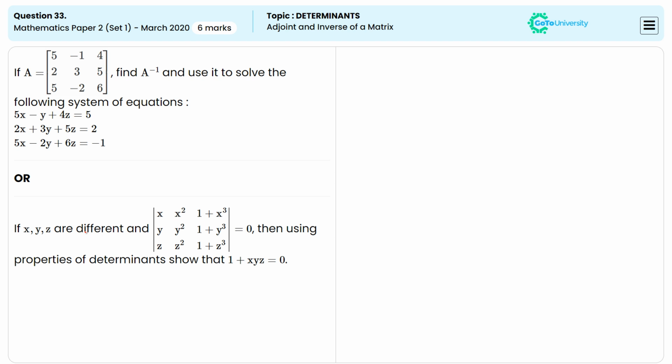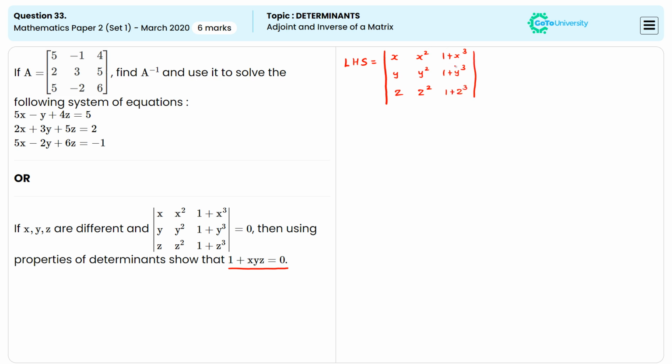If x, y, and z are different, and they have given the determinant of x, x square, and 1 plus x cube; y, y square, and 1 plus y cube; z, z square, and 1 plus z cube is equal to 0, then using the properties of determinant, they have asked us to show that 1 plus xyz is equal to 0. Now let me start with LHS here. LHS is equal to the determinant x, x square, and 1 plus x cube; y, y square, and 1 plus y cube; z, z square, and 1 plus z cube.